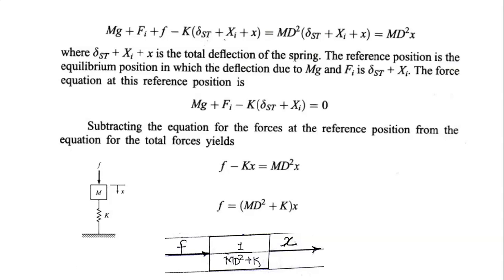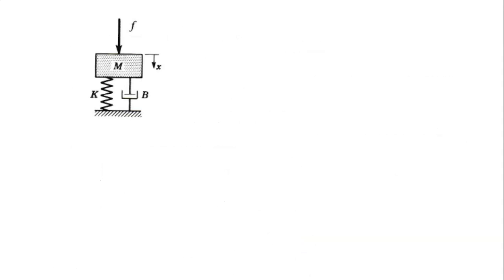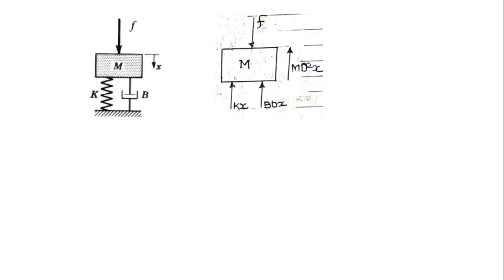Now next, see this diagram. This mass m is there. It is supported by spring k and damper b. External force F is acting on the mass m. Therefore mass m is going to move in the x direction, in the downward direction. Now we will draw its free body diagram. This is the free body diagram of the mass m, on which it has been shown how many forces are acting on the mass m. Therefore this external force small f is acting in the downward direction.